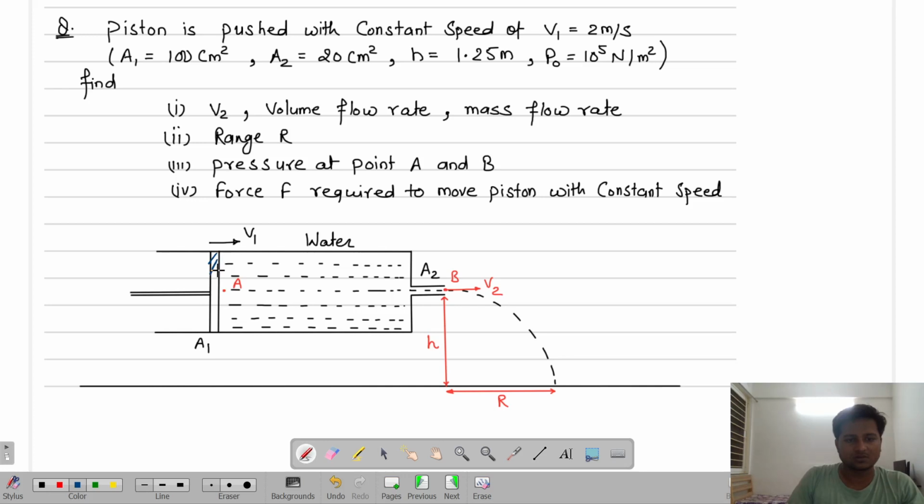It is saying that there is a pipe, and in this there is this piston, and I'm pushing it, and the water is coming out. The speed with which the piston is going is V1. The speed with which the water is coming outside is V2. This area of cross section is A1, and then there is A2 over here. Find V2, volume flow rate, mass flow rate, range R, pressure at point A and B respectively, and then the force required to move the piston with constant speed. Do it.